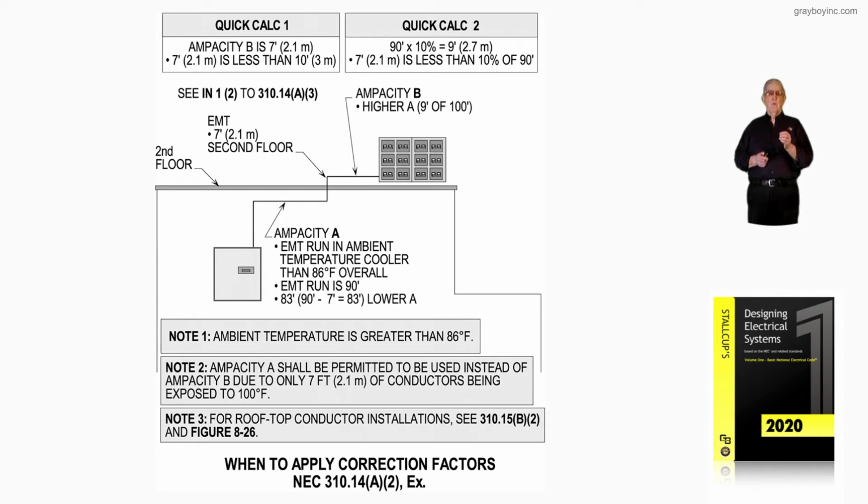But on the second floor, we're routed through 9 foot of 100-degree temperature, which is greater than 86 degrees, but only 7 foot is routed there. So in calculation 1 at the very top, we have ampacity B, which is the second floor. 7 foot is less than 10 foot. Calculation 2, 10% of 90, we're allowed 9 foot. We only have 7 foot, so that's less than the 9 foot that's allowed for the 90-foot run.